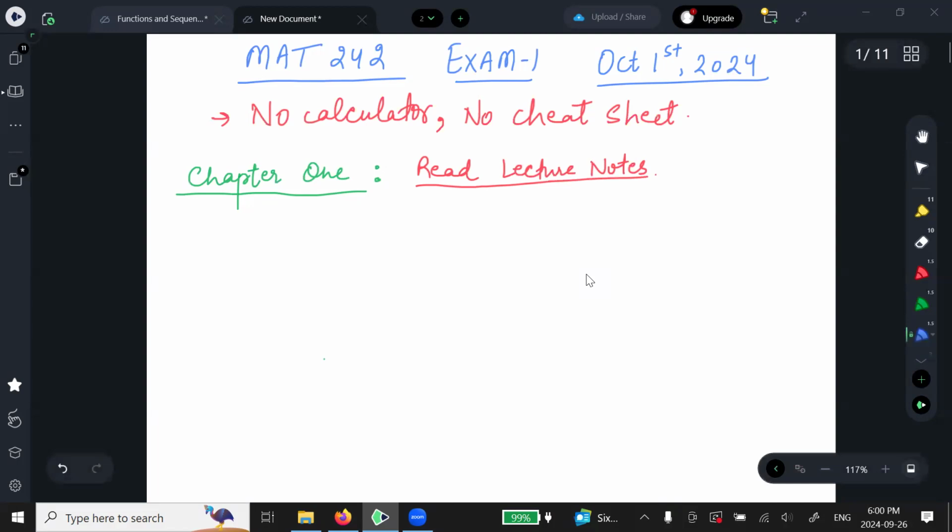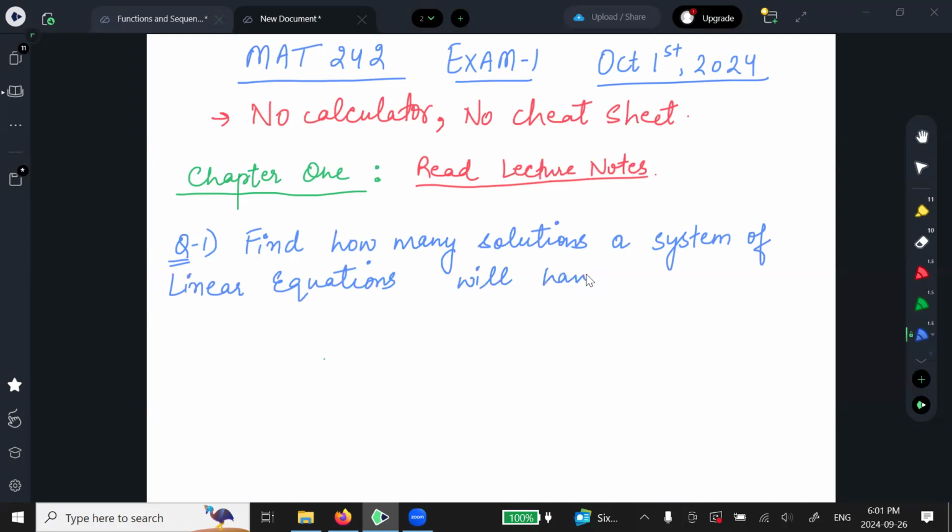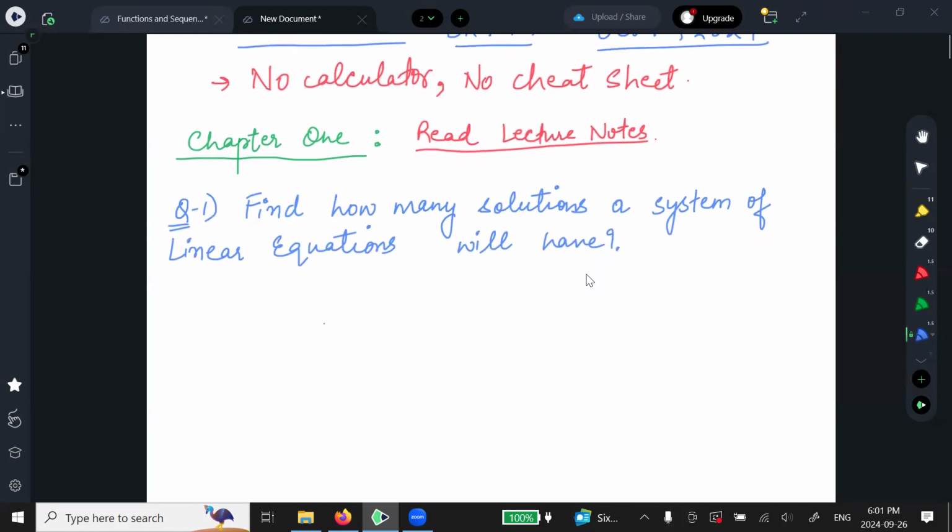Okay, well, the first concept is a question that you can expect in exam, finding the number of solutions. So question number 1 will be find how many solutions a system of linear equations will have. Now, the typical problem will involve a matrix in augmented form.